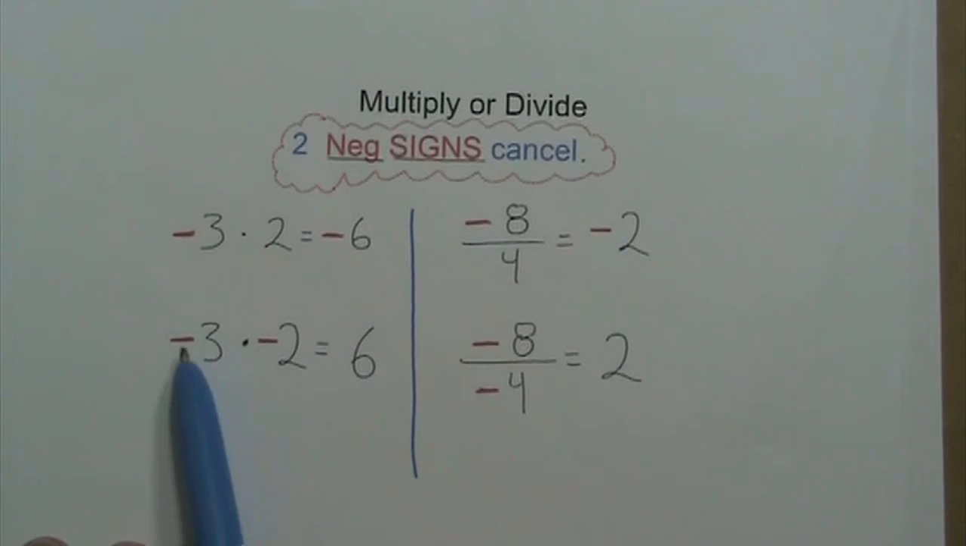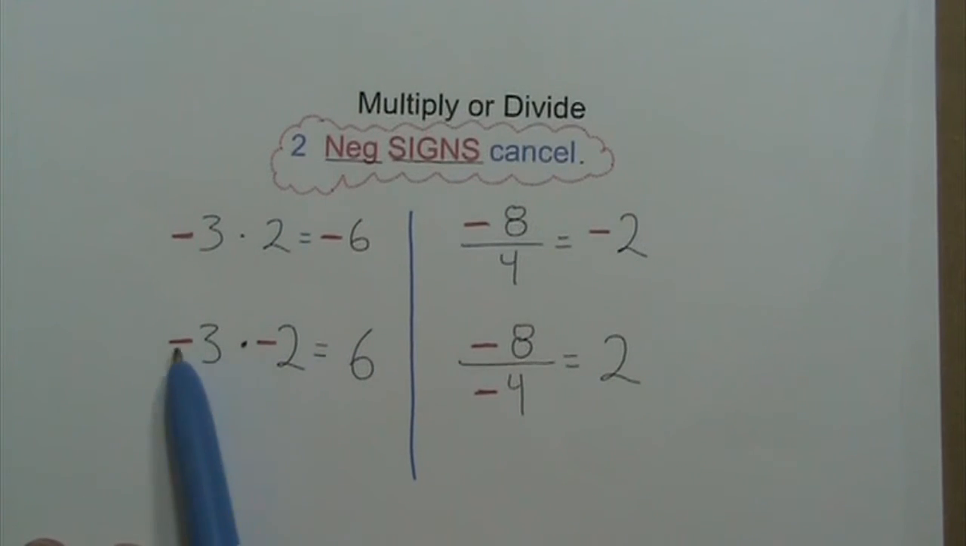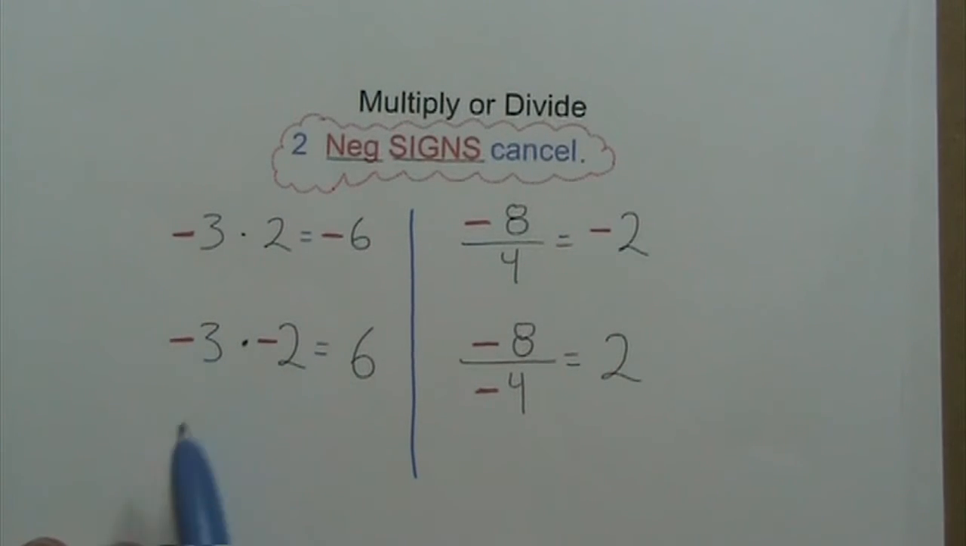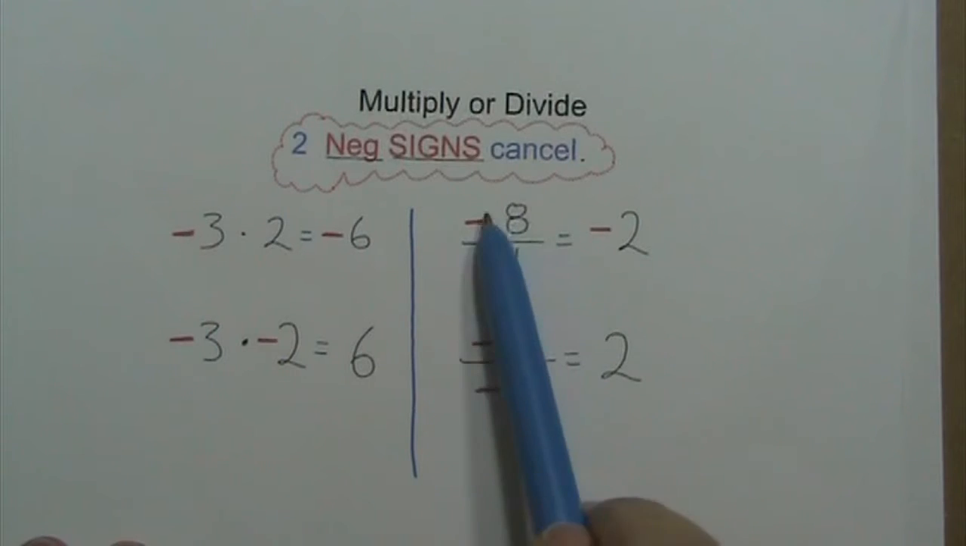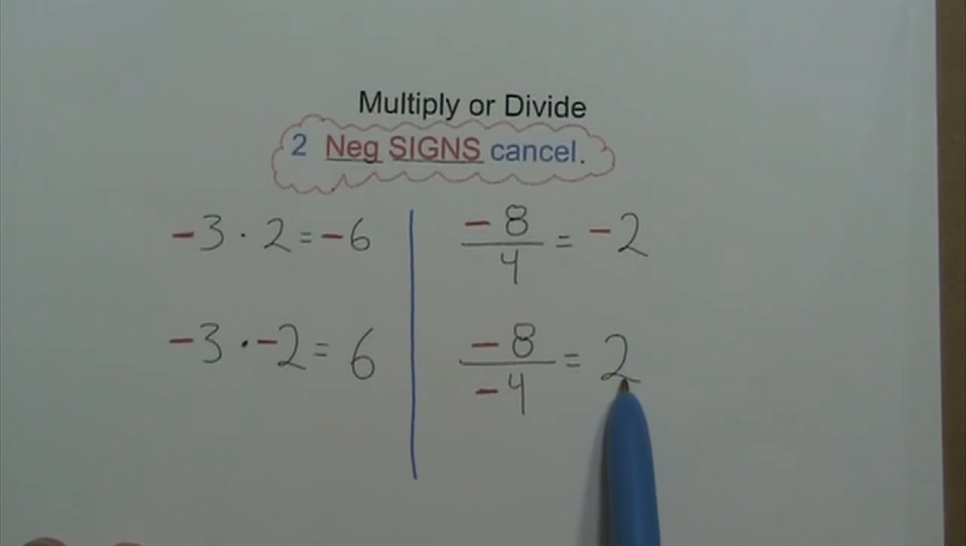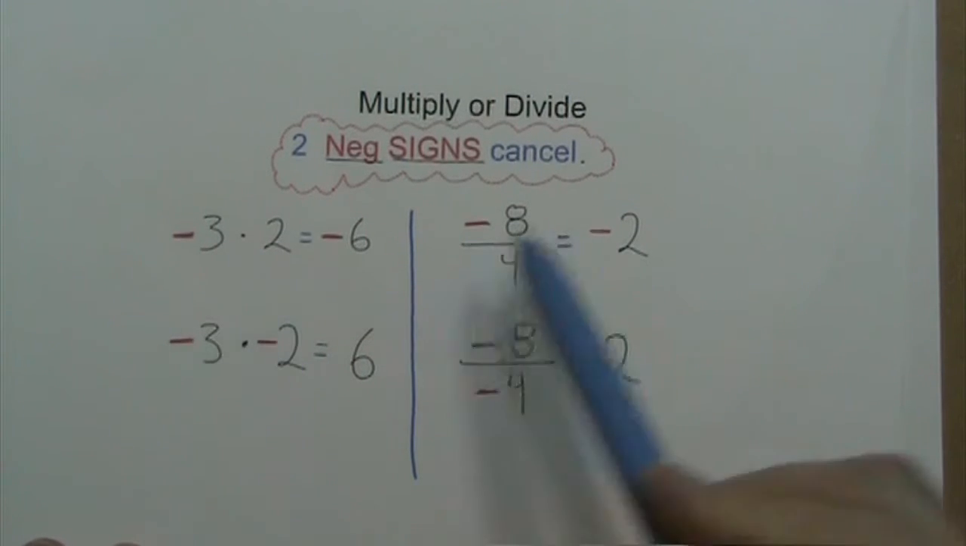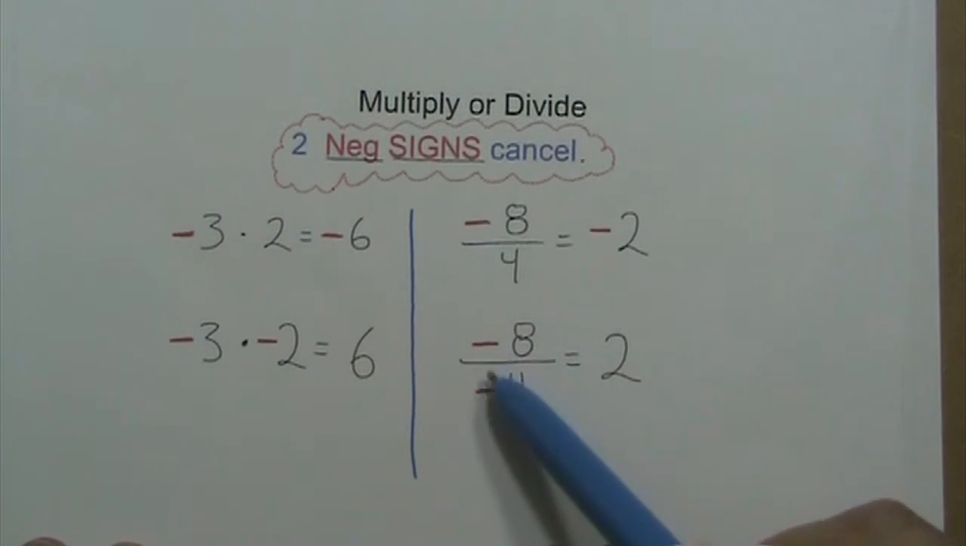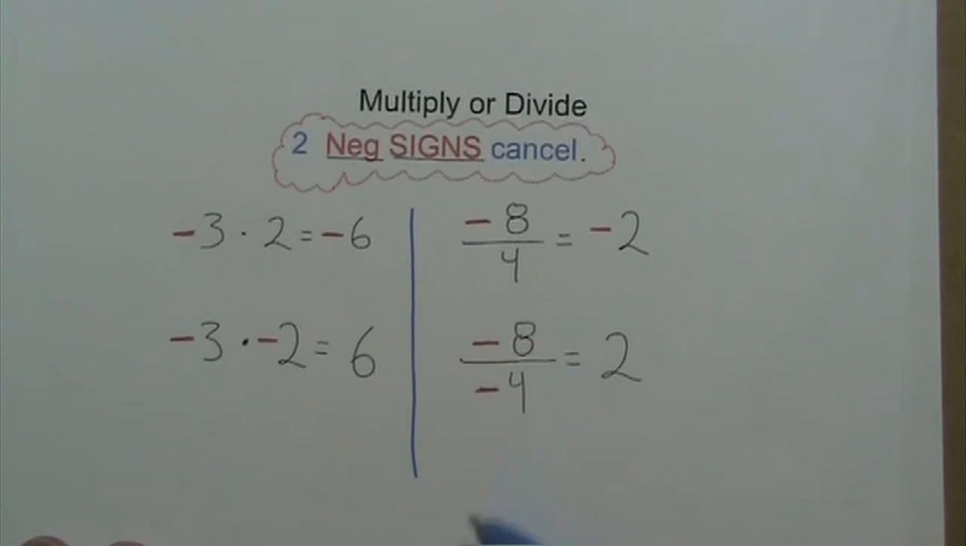3 times 2 is 6, but there's two negative signs. Two negative signs means they cancel. The opposite of negative is positive. And the same thing with division. One negative, negative; two negatives, they cancel. But remember, you first have to multiply or divide first. Then just count the signs, the symbols.